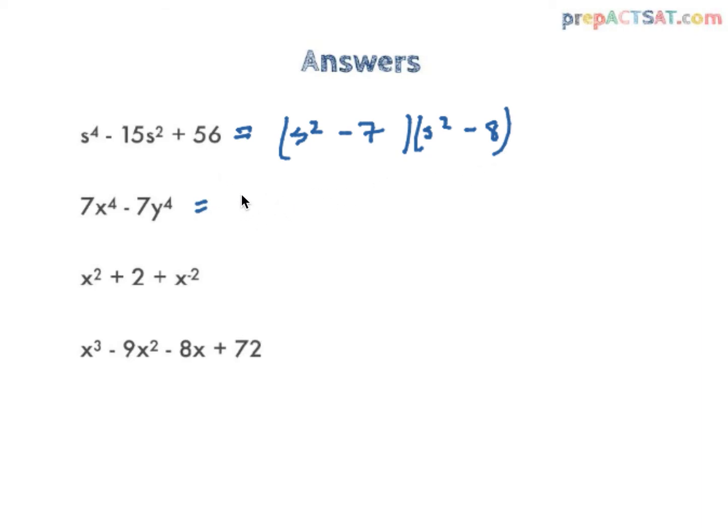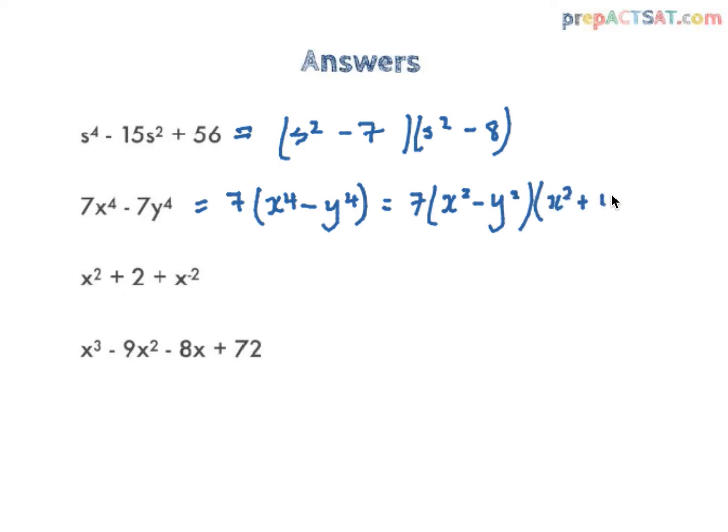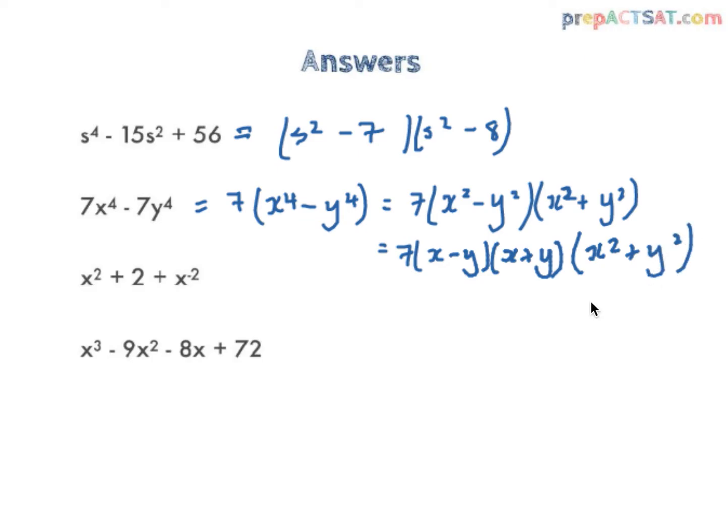This one, so I'm going to common factor out a 7 first, and then I've got x to the 4 minus y to the 4. That's a difference of squares in disguise. So it's x squared minus y squared, x squared plus y squared, and, sorry, my 2's look like 3's. This is still a difference of squares, so I've got further factoring to do. x minus y, x plus y, and then this one doesn't factor further, so we'll just keep it x squared plus y squared. There you go. It almost looks worse factored than it did originally, but that's okay.